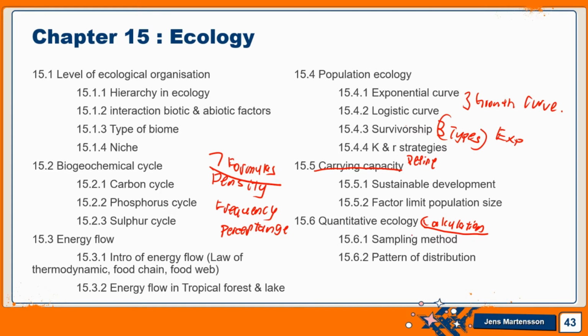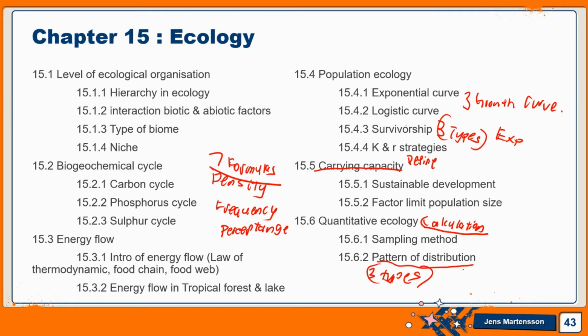So you have to memorize. Okay, this is the sampling method. And the second one is pattern of distribution. This is new to you. This is the population, that some of the population, if you see that some live individually, some live randomly, some live clumped, they clump together. So in total there are 3 types of pattern of distribution you have to learn.